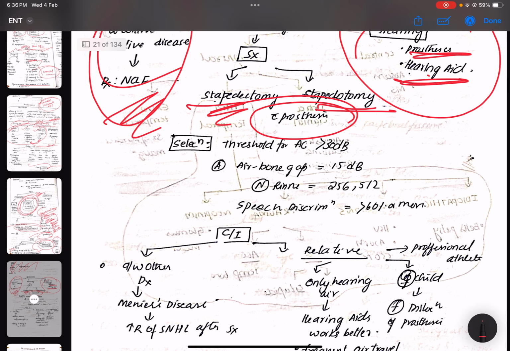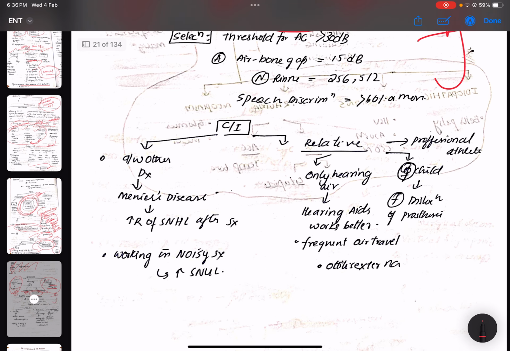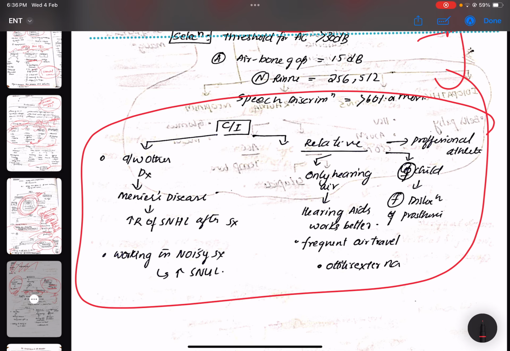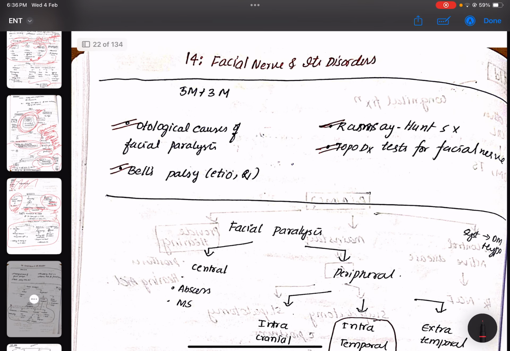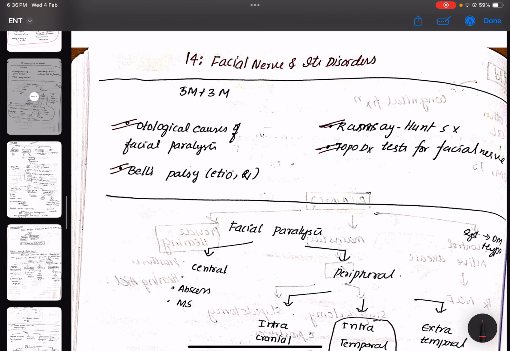Again, these are the selection criteria for your hearing aid. Again, these are the contraindications where you can go with surgery or non-surgery. This is itself a 3 marker. Okay, these are the things which you need to study under middle ear.